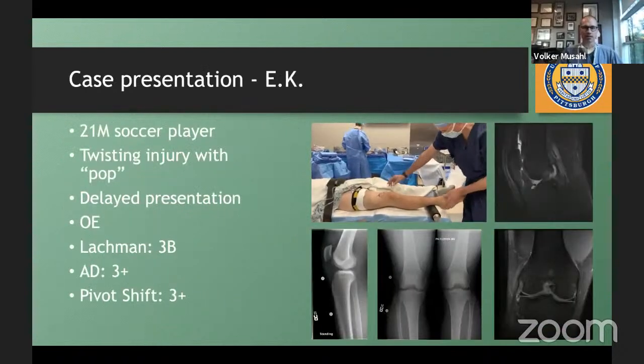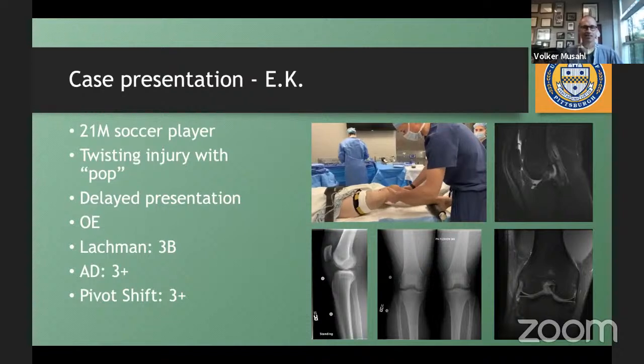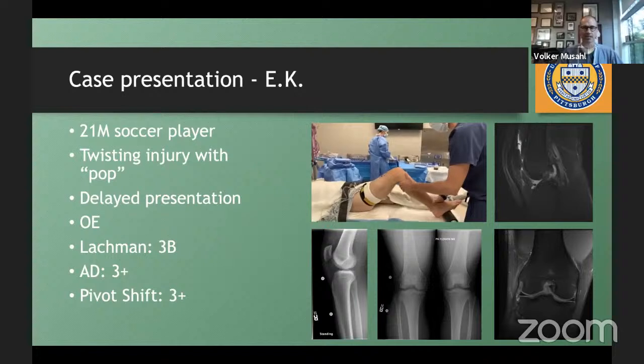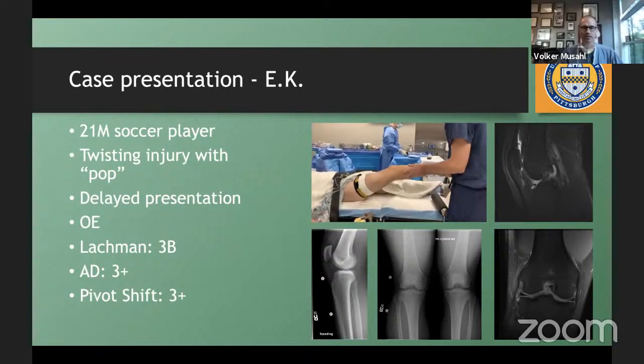So I'd like to start this with a case presentation. I think this is a very typical case, a 21-year-old soccer player, twisting injury, and you can see the knee is quite unstable here under anesthesia. Pretty big Lachman, anterior drawer, and then here's the pivot shift.